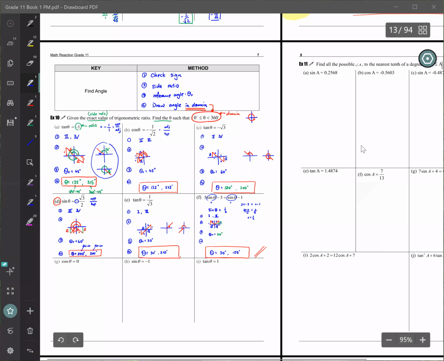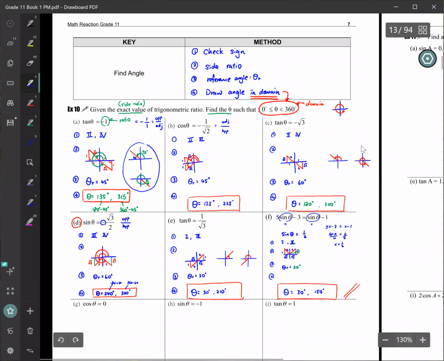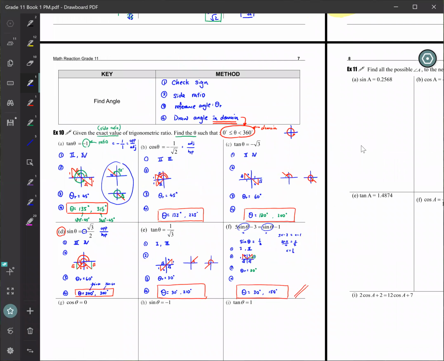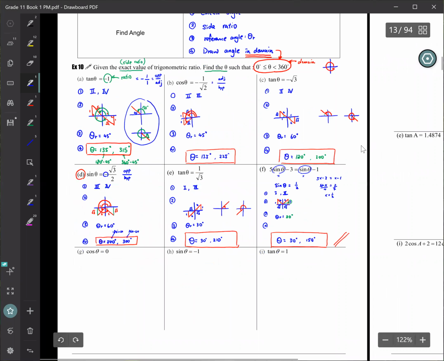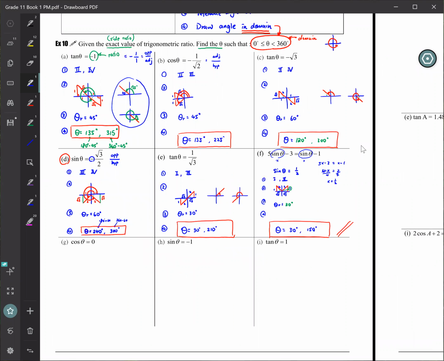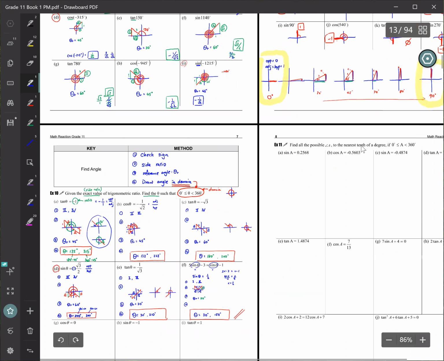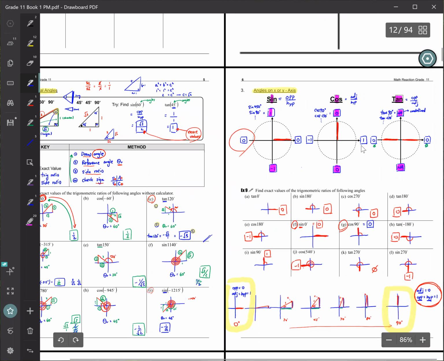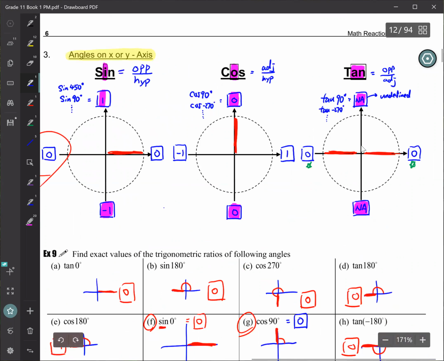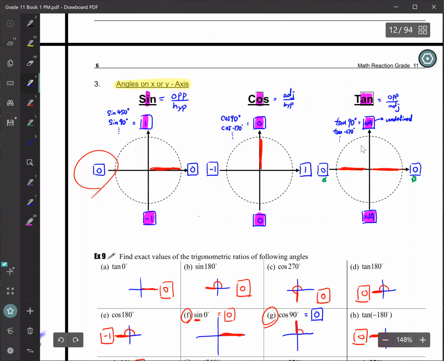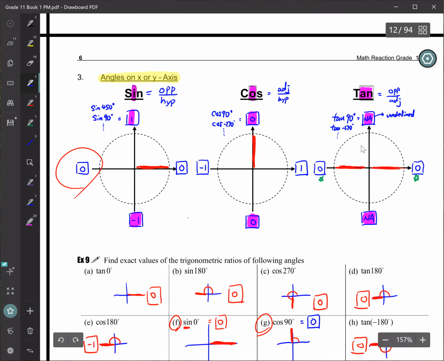So the next part is when the angle is not inside a quadrant, okay? You can see the last three questions have a ratio that's either 0, -1, or 1, right? For this part, you need to use these three pictures. I hope you don't need to look back at this picture anymore. It should be in your head, okay?